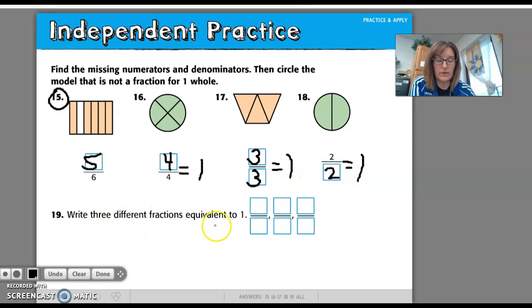Let's write 3 different fractions that are equal to 1. I already gave you some on the other page. That's right. You could also do 7/7. 7 pieces, eat all of them. We already have 3/3, you could do 6/6. See if you can come up with the last one on your own and let me know what you get.